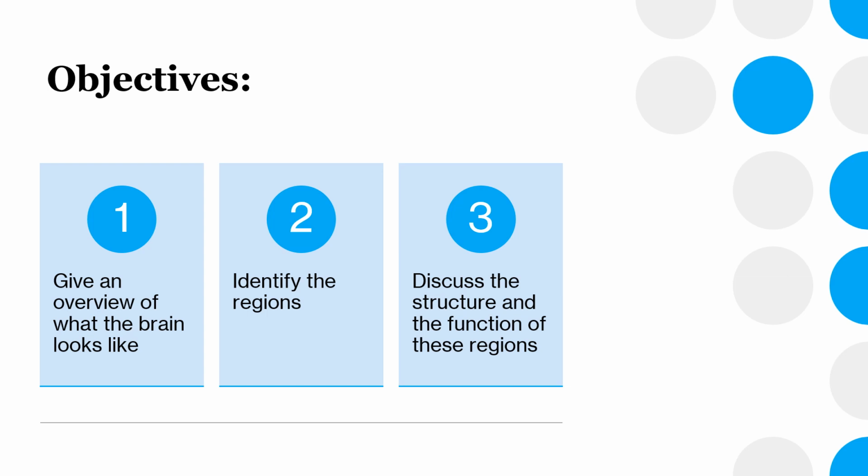Before I start, I would like to mention the objectives of this presentation. One, to give an overview of what the brain looks like. The second objective would be to identify the regions of the brain, and the third objective would be to discuss the structure and functions of each region. So let's get started.